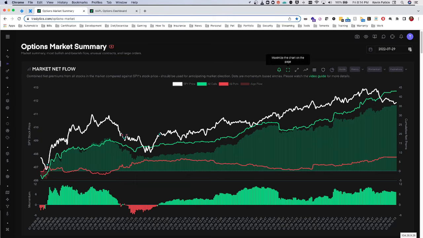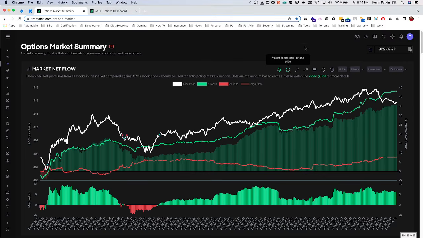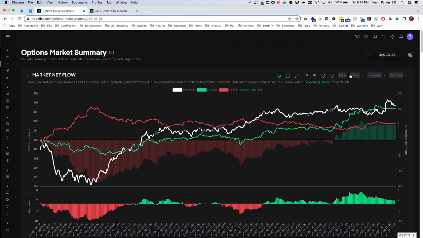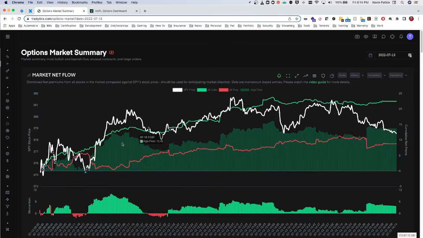Now, the one thing I want to talk about too, and this goes hand in hand with back testing and applying your strategy, is that you can look at historical dates to see how market net flow reacted. So you can click up here, and this is a little bit different than clicking history down here. If we click here, we can go back to specific days and see what market net flow looked like, and then we can go on our charts and practice with that.